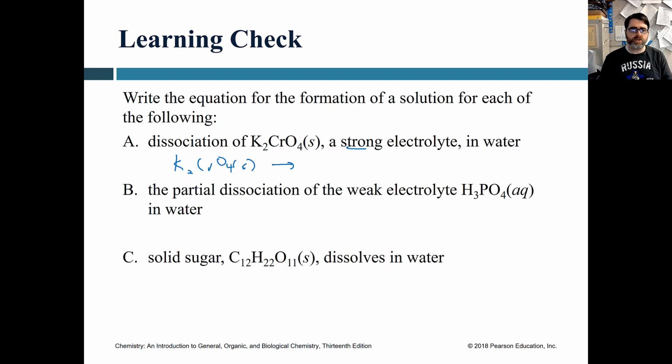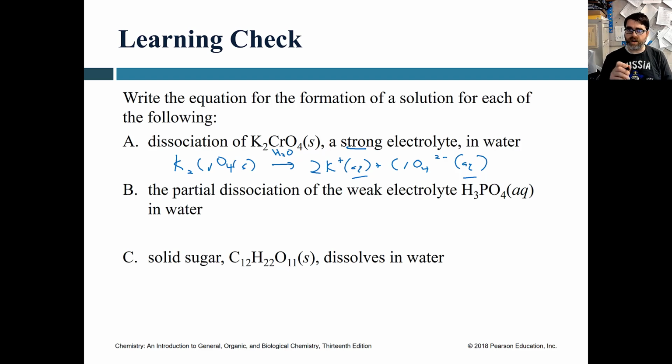But we're told here this is a strong electrolyte, so it's going to completely break down. Once again, we have a polyatomic ion in here, the chromate ion, and so it's going to stay together, and that is our reaction equation there. Technically speaking, they like to have the water over there. It's not really necessary. It's kind of assumed if you have aqueous over here that there must have been something dissolving it, and aqueous means dissolved, usually in water, so we don't have to worry about that.